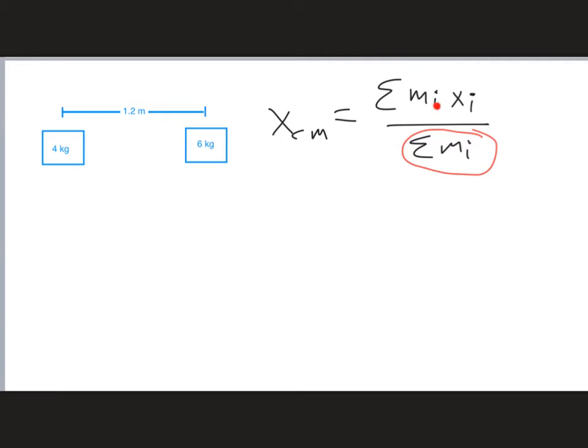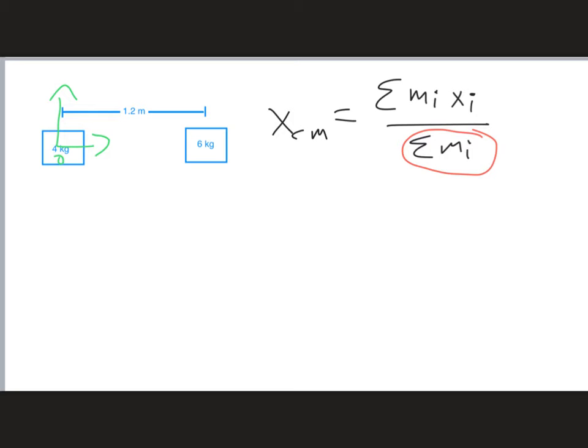And so the more mass you have at a particular position, the more the center of mass gets weighted towards that position. And so this is the formula that we would use. So let's see how to do this. Let's start by putting a coordinate system on the 4 kilogram mass. And so here's the origin of my coordinate system. And so what am I going to do to calculate the center of mass? Well, I simply will apply this formula.